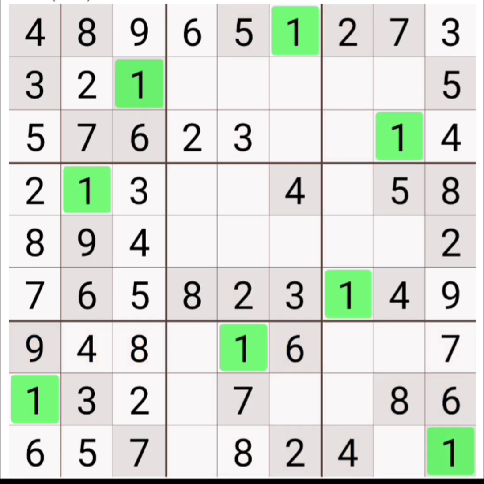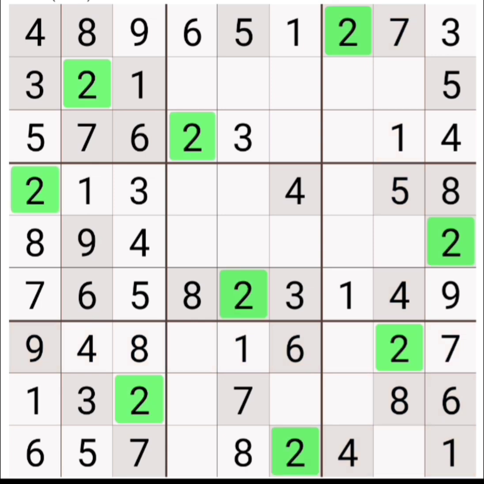Now we cannot fill 2 here because 2 is in the same row, same column and in the same box, and 2 we cannot fill here. So we will fill up this with the 2.